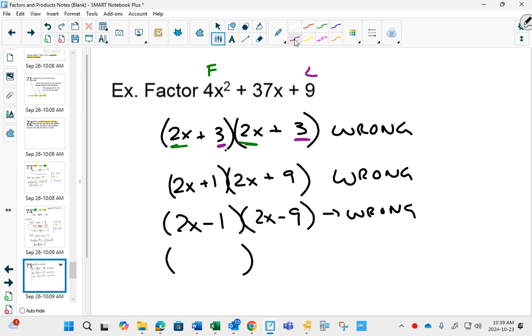So when 2x and 2x doesn't work, do you see that 4x and x is another option? Okay? Did anybody try this one? 9 and 1. And it doesn't work. Because what's your outside? 4 and 9 makes 13. It's wrong.